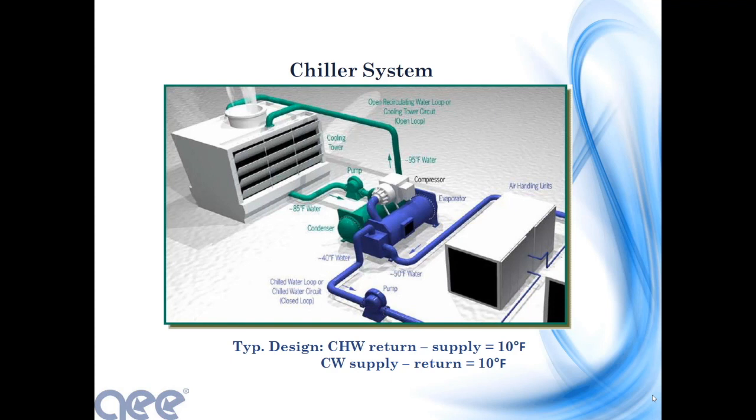Same thing with the condenser. You design it so that if you have 95 degrees going out to the cooling tower, it comes back at 85 degrees. Now it'll vary based on the loads of the building. Sometimes that delta T will be smaller, sometimes it'll be larger, but it operates at a best equilibrium when the delta T is 10 degrees on both sides.